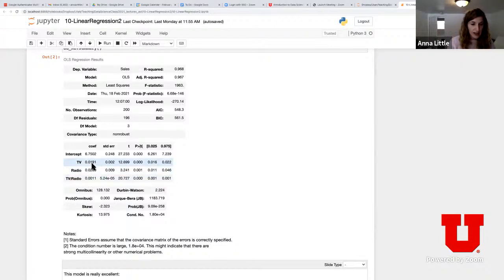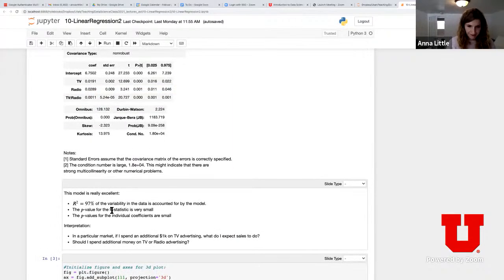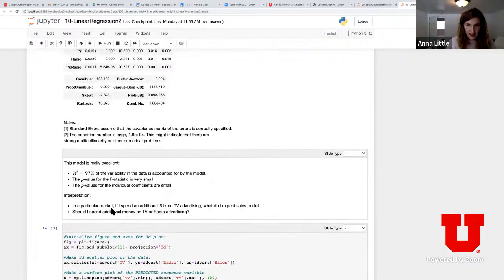For example, if we spend an extra $1,000 on TV, we'll sell another 19 units. If we spend an extra $1,000 on radio, we'll sell another 29 units. So it seems like it makes sense to spend more on radio.